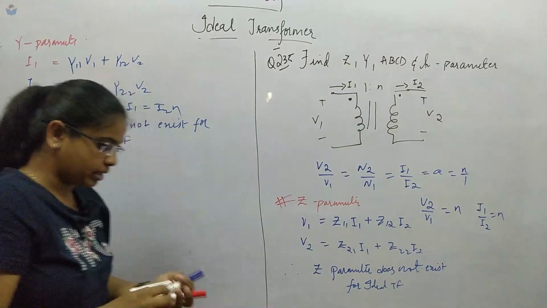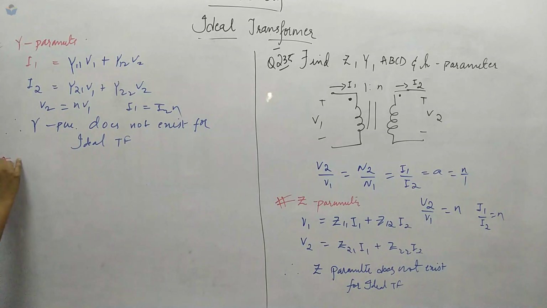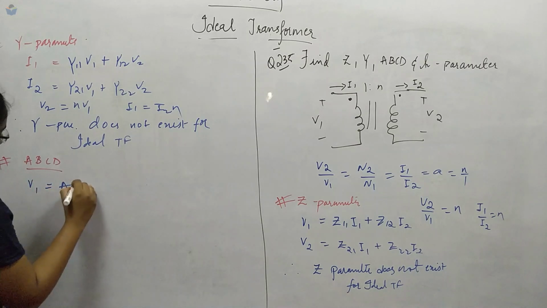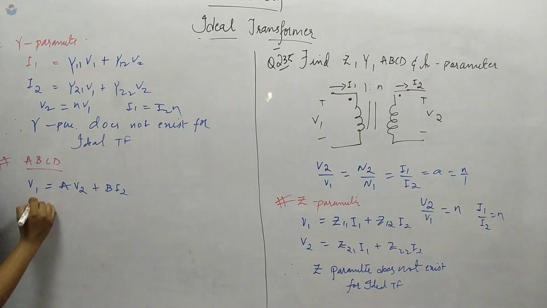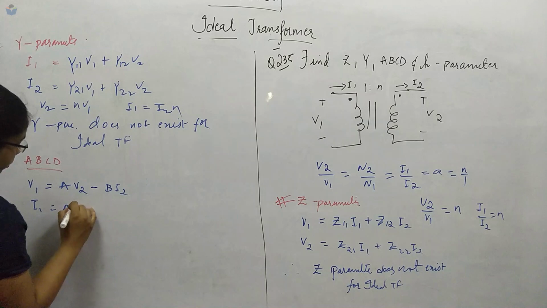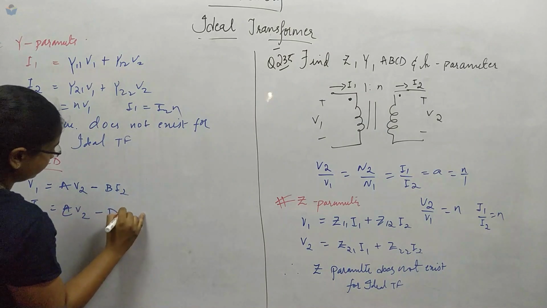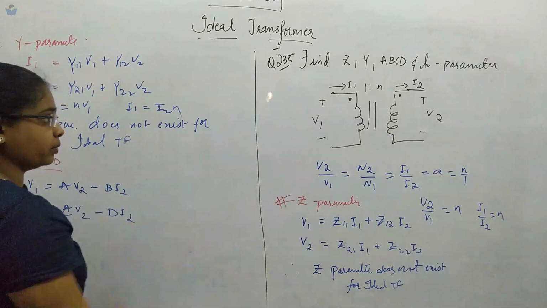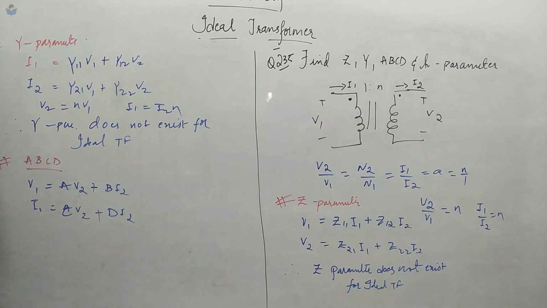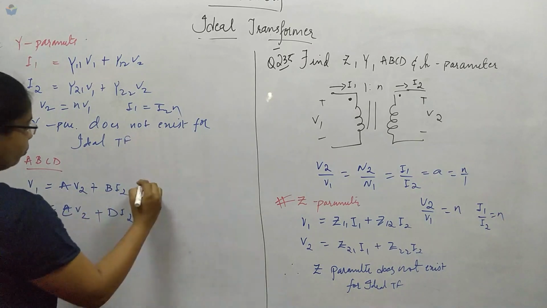Coming to the ABCD parameter, how do we calculate it? So we know the equations for this one, right? V1 equal to A V2 plus B I2. Okay, this was minus, and here I1 is equal to C V2 minus D I2. Now since the direction of the current is similar for the power system, then we will take it here as plus. So now we can rearrange this one in this form.